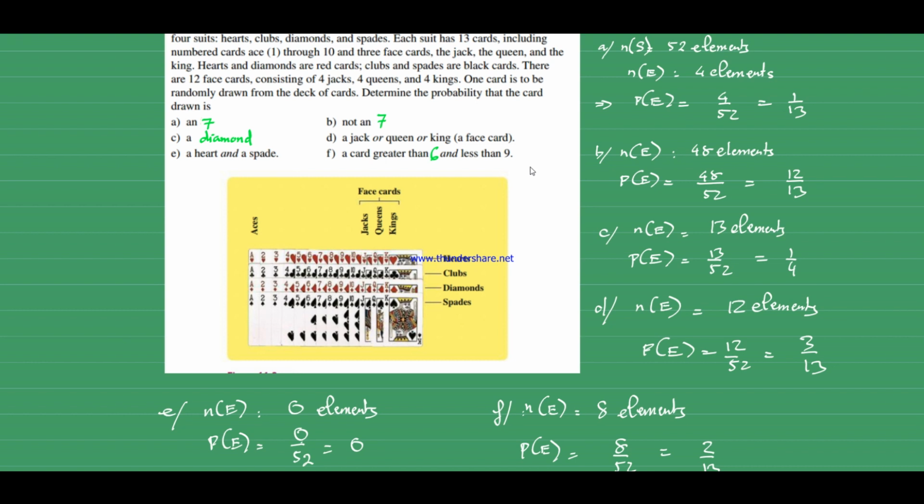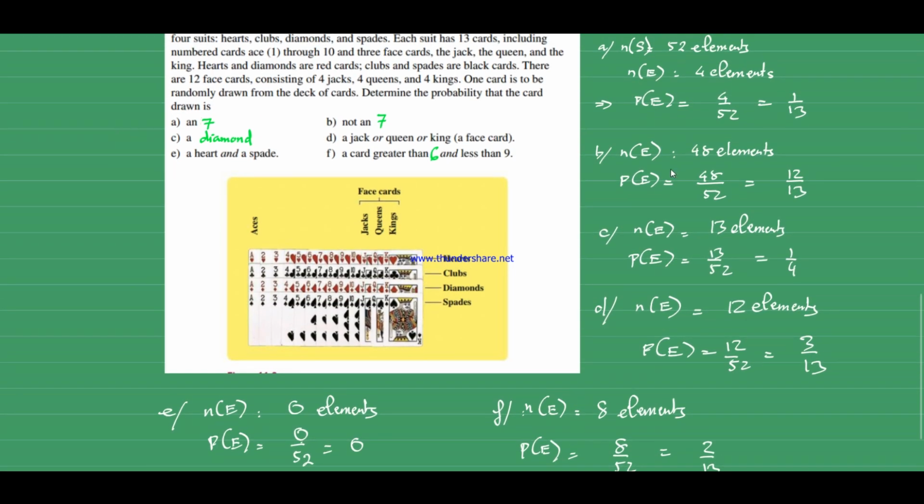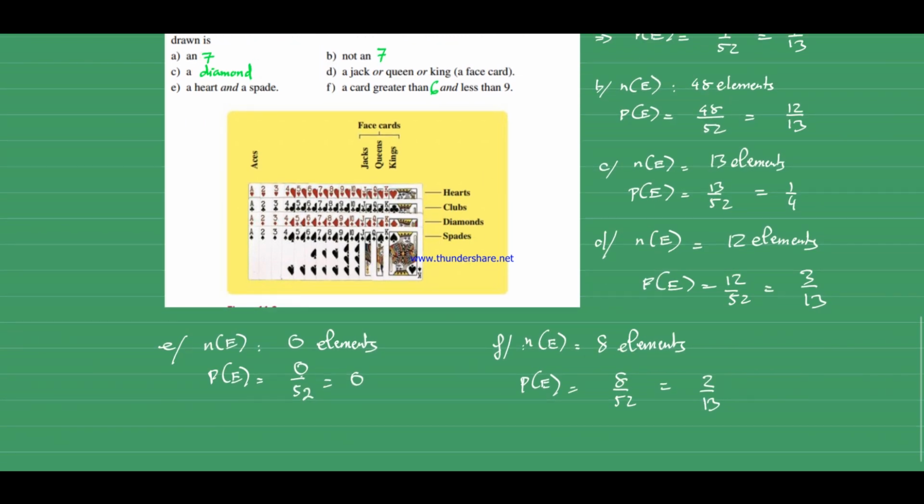Now, I want to mention over here, based on this example, I want to draw a secondary model. So you see the probability of getting 7 is 1 over 13, and the probability of not getting 7 is 12 over 13. So if you add these two fractions, it gives you 13 over 13, which is 1. So based on the answers of questions A and B, I can jump into the secondary model.